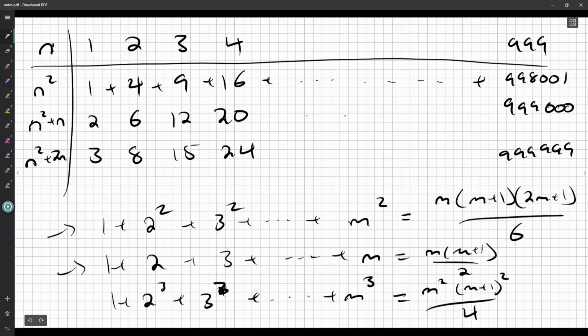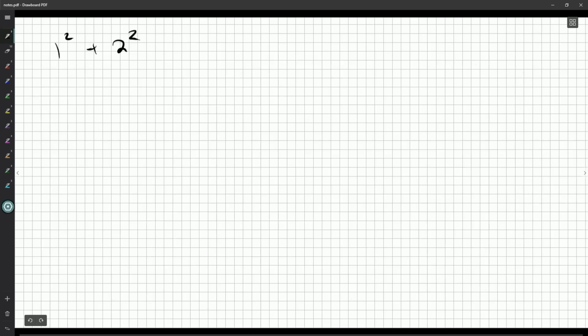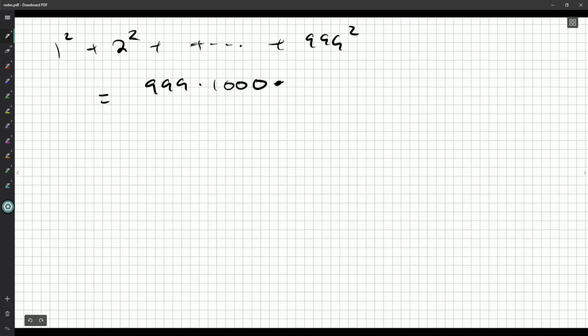Okay, so what are we trying to do? Well, we're trying to add up 1 squared. If I'm just adding up this first row here, just adding up so many n squareds, or so many squares, that should be 999 times 1,000 times 2 times 999 plus 1. So that'd be times 1999, all over 6.